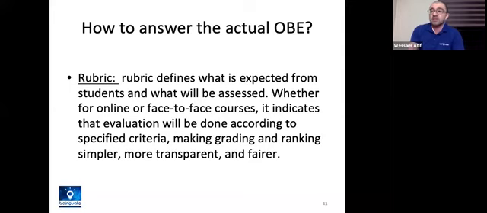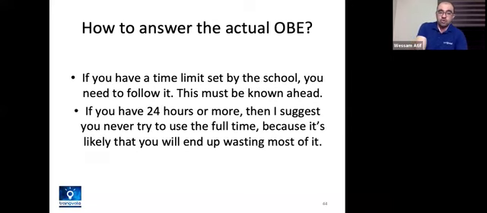So the rubric is basically a guide on what the examiner is exactly expecting from you in every task or every scenario or question, so that you will not be lost and you know exactly the framework or the limits of what your answer should be within. Okay? So try to look for rubrics if available. If you have a time limit set by the school, you need to follow it. This must be known ahead of time, so check.